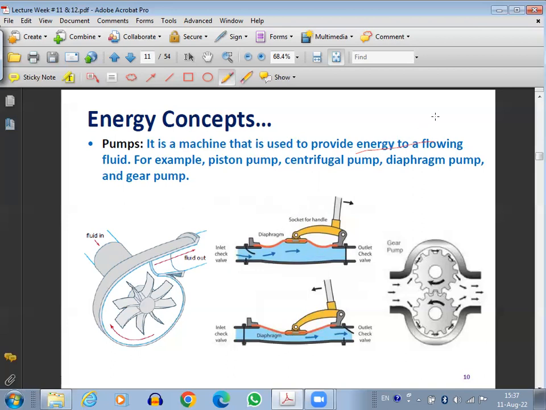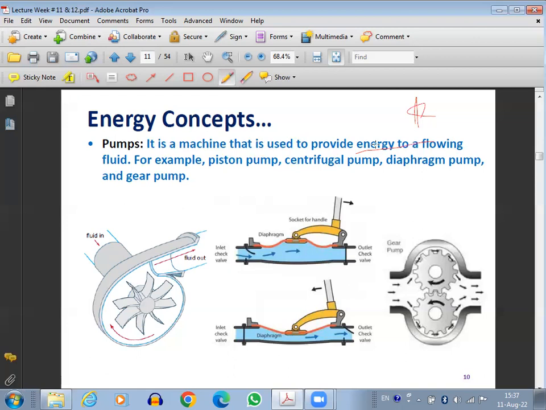So what is the difference between the pump and turbine? One basic key conceptual question that could be asked in the exam: what is the basic difference between the turbine and the pump? And what will be the answer? The turbine is a device which extracts energy from the flowing fluid. A pump is a device which provides energy to the flowing fluid. That's the difference.